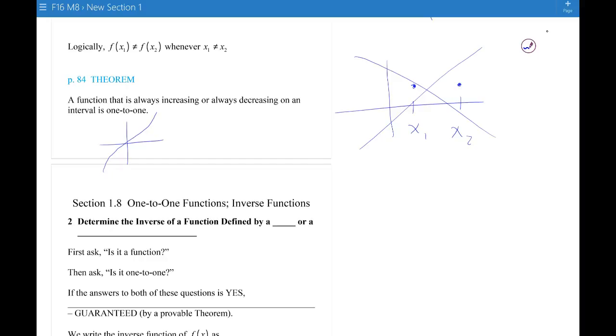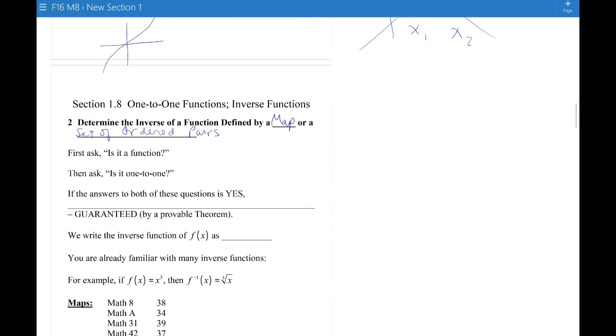Okay, so determine the inverse of a function defined by a map or a set of ordered pairs. So we've been looking at some of those already, but let's get more specific. So you first ask, is it a function? And then ask, is it one-to-one? If the answer to both of these questions is yes, the function has an inverse. And this is a provable theorem that guarantees you have an inverse.